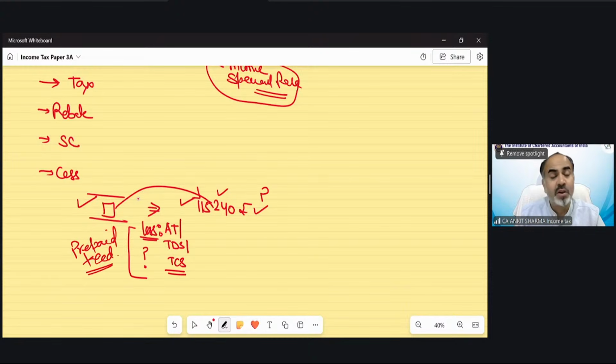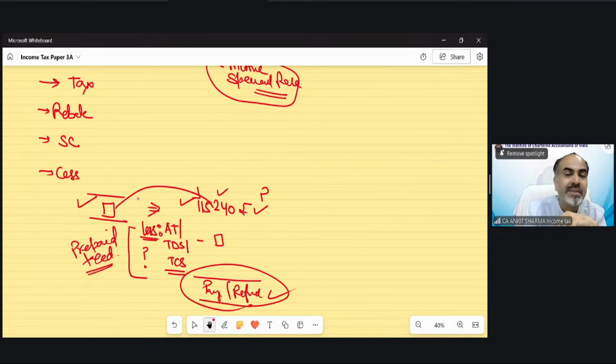So if a question says any prepaid taxes have been paid, the information would be in the question, which could be advance tax, TDS, TCS, relief under section 89(1), any tax credit, etc. So these need to be subtracted. And after that, we can see whether it's tax payable or tax refundable. So this would be my final destination.